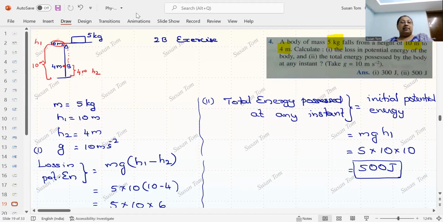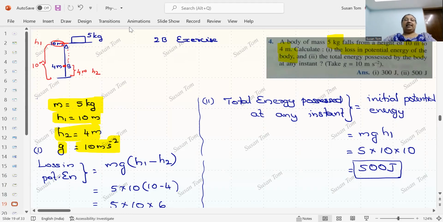Mass 5 kg, initial height is 10 meter, final height is 4 meter. g is to be taken. What you are asked to find out in the first part is the loss in potential energy of the body. Loss in potential energy is due to the difference in their heights. Initially it was at a higher height and had a higher potential energy. When it falls down to a lower height, it will have lesser potential energy. In between, what was there is lost.